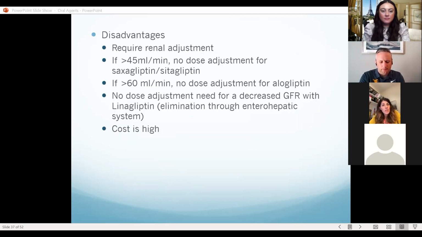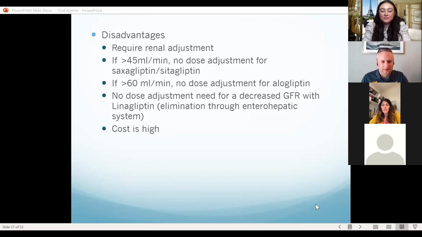The disadvantages, again, most of our drugs, you'll see this is a common theme. A lot of them are renally cleared. So just try to always pay mind to your GFR when you're prescribing really any agent for diabetes. I don't even care if it's insulin. This talk isn't really about the injectables, but any oral agent or injectable for diabetes, just be mindful of the GFR.